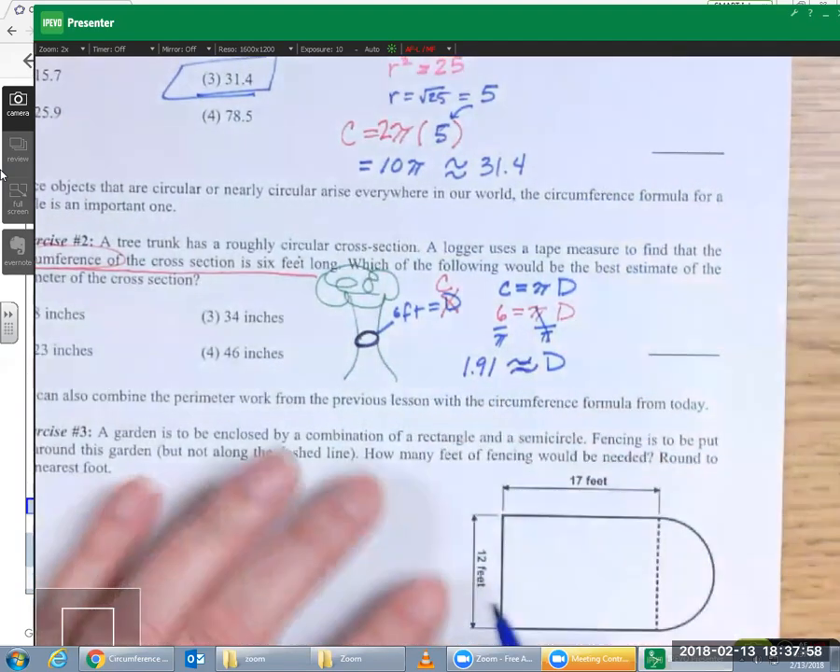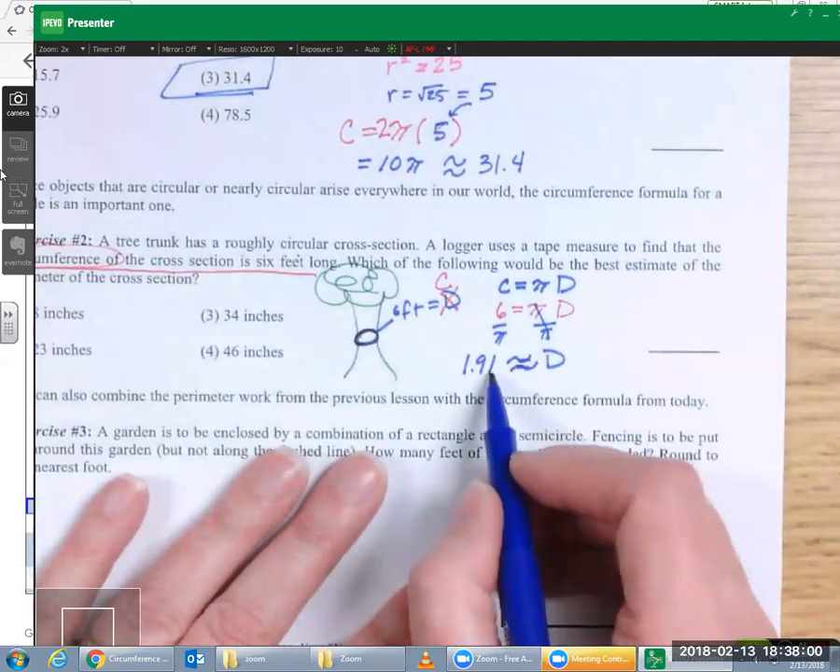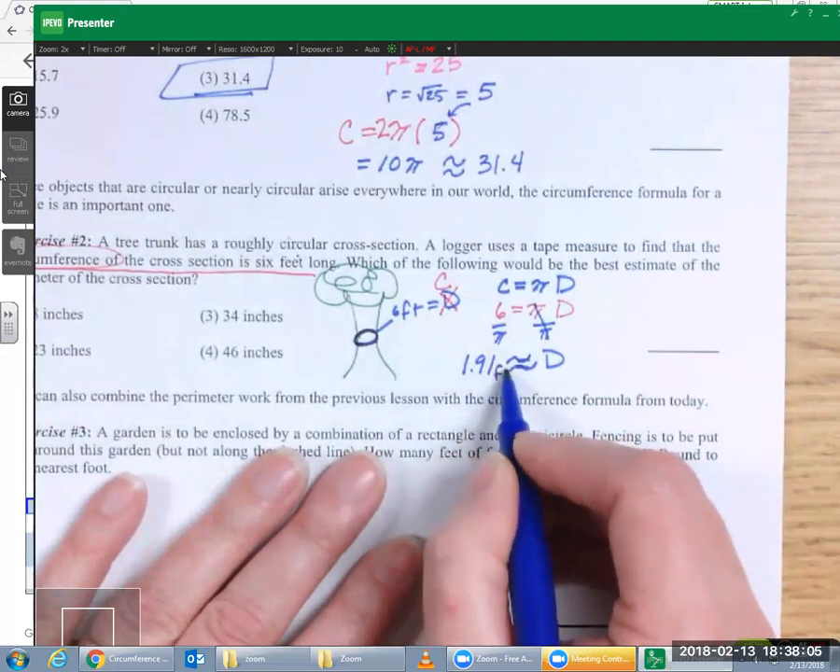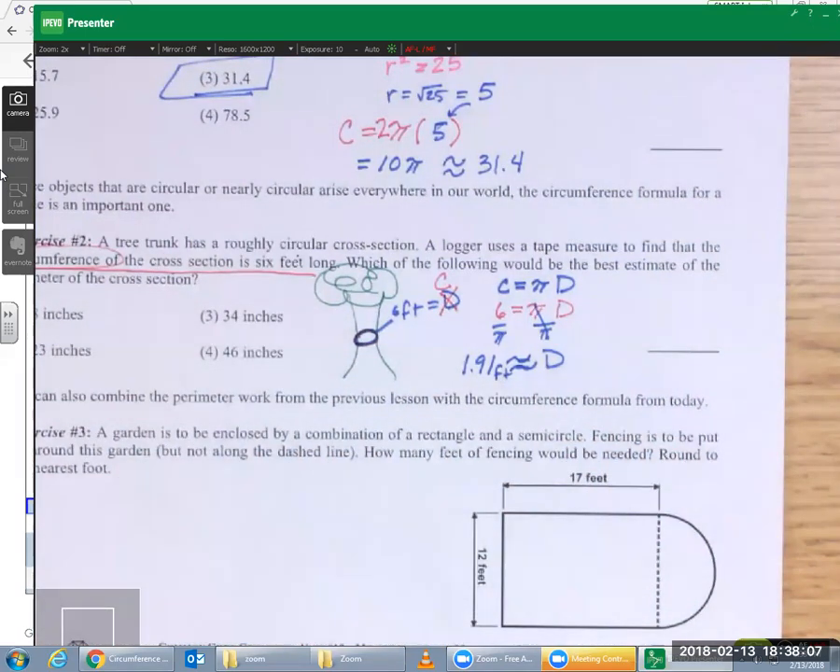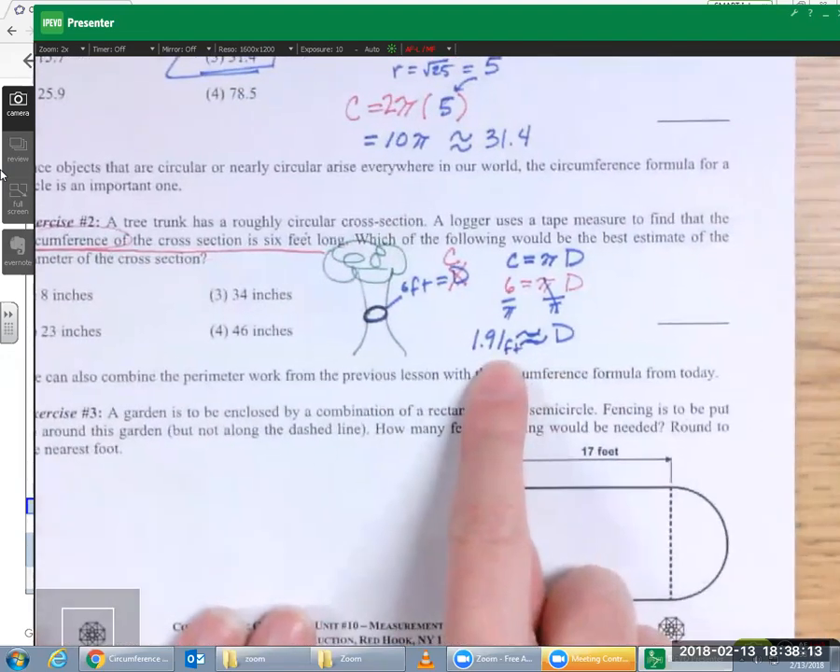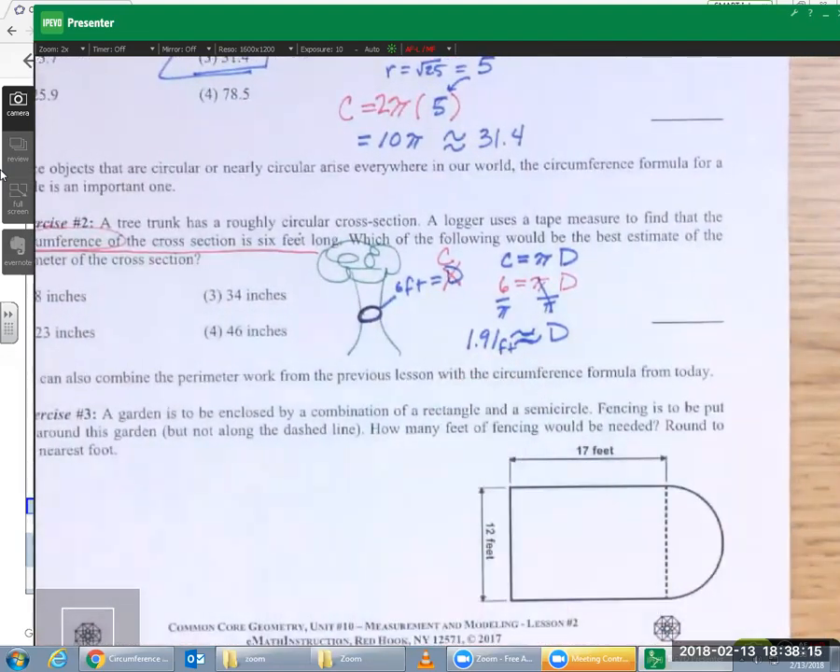What are the units? 1.91. Remember, the circumference was in feet. That means our diameter is in feet. So squeeze that in. We have 1.91 feet. Our question wants to know what it is in inches. So we have one last step to do, and that is to turn these feet units into inches units.